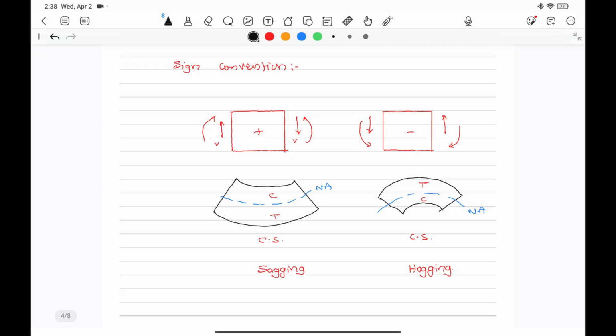First sign convention: if any beam section is subjected to loads in such a way that the moments try to create sagging at the bottom and compression at the top, that bending moment is taken as positive.